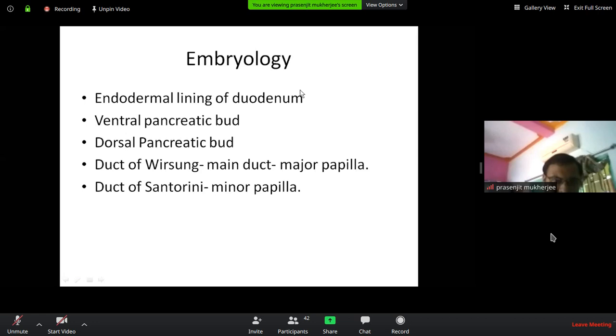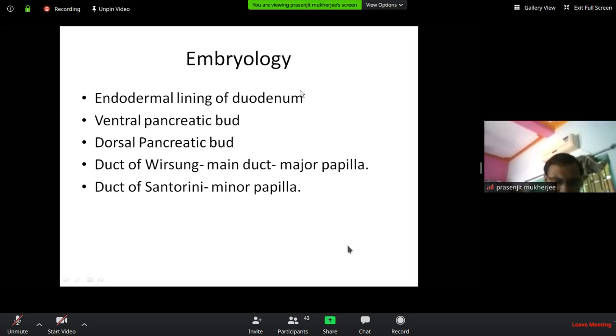Actually, there are two ducts: the duct of Wirsung, which is the main pancreatic duct, which drains in the major papilla, and the duct of Santorini, which drains in the minor papilla. You remember this: major papilla lies at a lower level than minor papilla. Pancreatic juice is mostly taken through the duct of Wirsung into the major duodenal papilla.